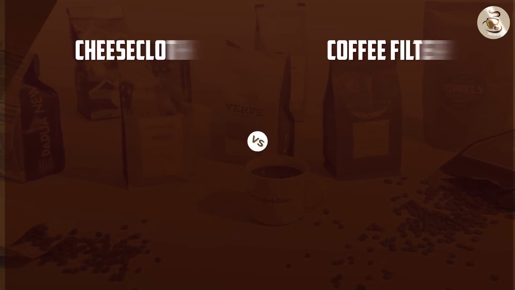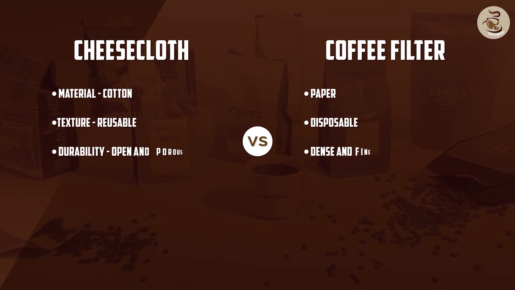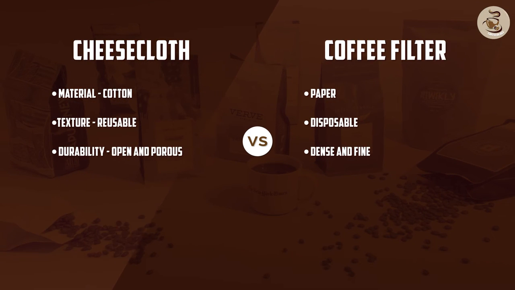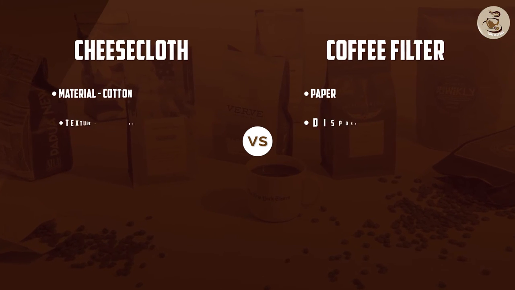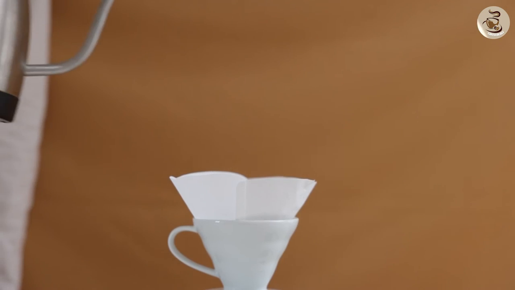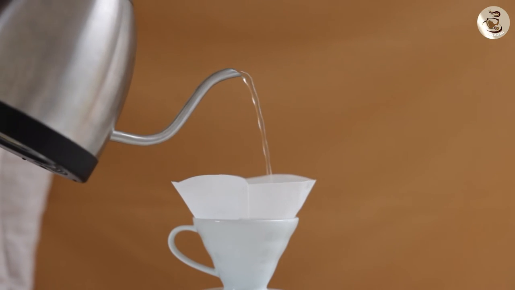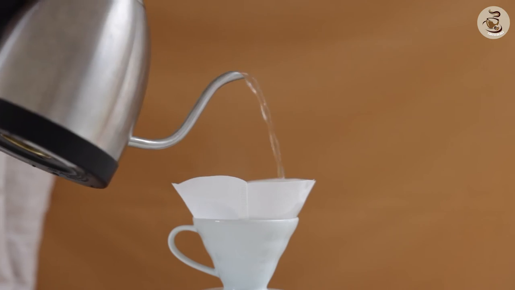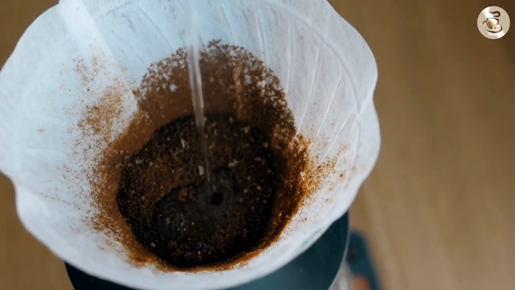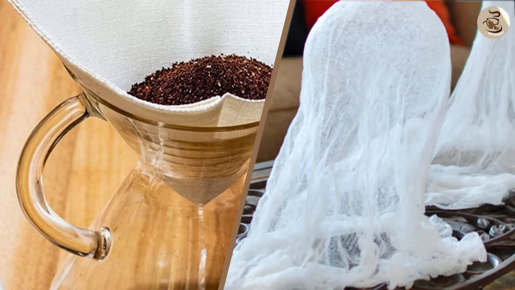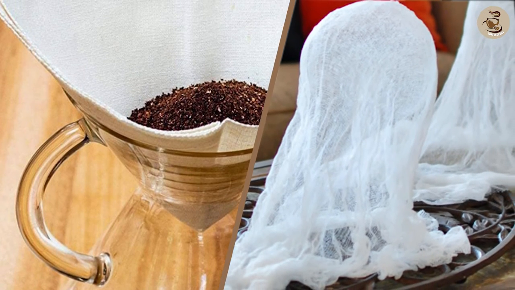Both cheesecloth and coffee filters are useful tools in the kitchen, but they have different uses and levels of filtration. Cheesecloth is great for straining liquids, making cheese, and wrapping herbs or spices, while coffee filters are most commonly used for filtering coffee grounds. So, next time you're in the kitchen, consider which tool is best for the job at hand. Whether you're making broth, filtering coffee, or straining wine, cheesecloth or a coffee filter can be the perfect solution.